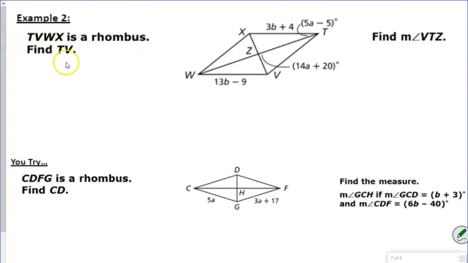TVWX is a rhombus. Find TV. Okay, so here we go again. So now when we start working through these, we know the opposite sides are congruent, right? So we're going to say 3b minus 4 is equal to 13b minus 9. Now, all the sides in a rhombus are congruent, but we also have a pair of opposite sides here, right? So we're going to subtract 3b from both sides. So this is going to get rid of all the b's there, and so we're going to end up with 10b over here. And then we're going to add 9 to both sides.